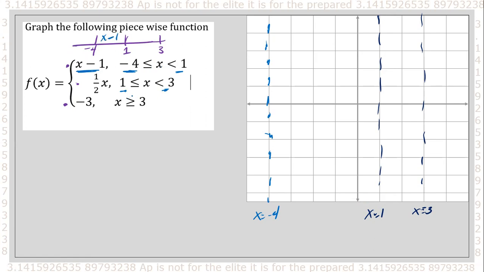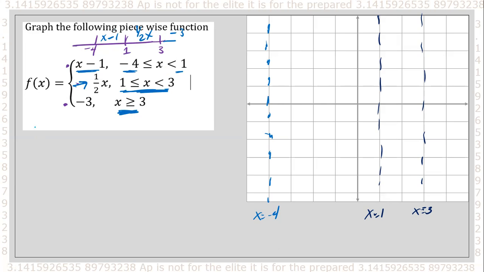The next function is 1/2 x, right? And that exists between 1 and 3. So this is 1/2 x. And we can see that -3 exists every time x is greater than 3. So this is -3. Okay. Depending on how you learned it, you could be talking about lefts and rights, but that does get a little messy, right?